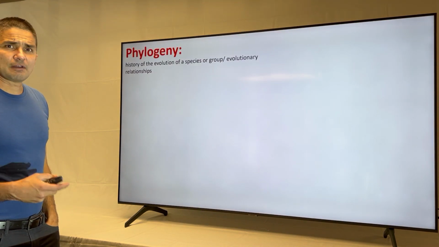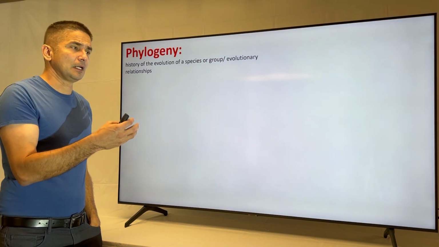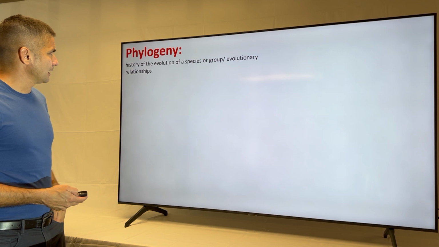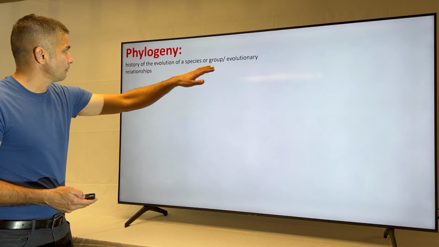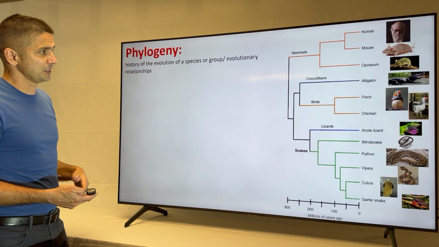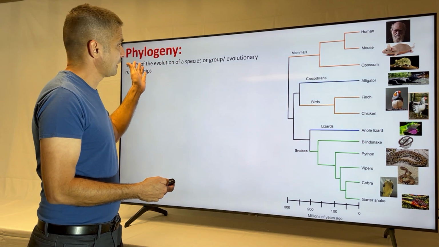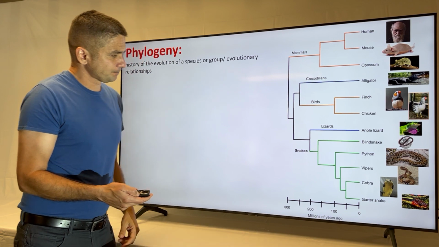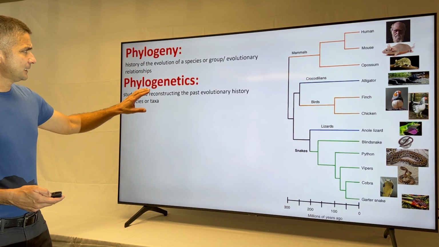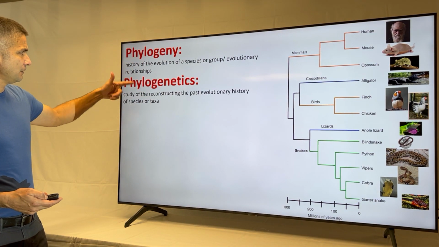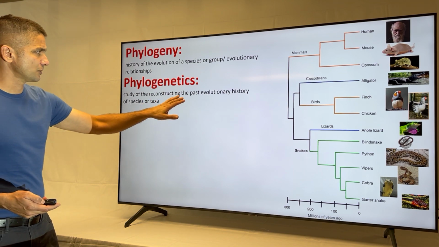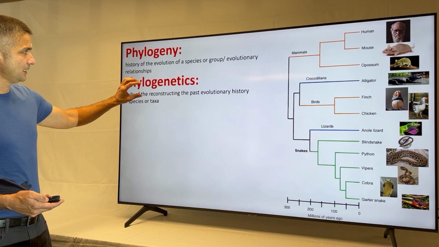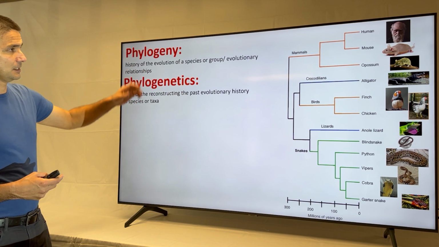So I'm going to introduce a few terms that I have probably spoken about but probably should define. The first one is phylogeny. Phylogeny is basically the history of evolution of a species or their evolutionary relationships. So here is an example of a phylogeny, again, how the species are related to each other. And phylogenetics is the study of phylogenies. Basically, phylogenetics is the study of reconstruction of past evolutionary history of a species or taxa. Again, phylogenetics is a field of study that studies phylogenies.